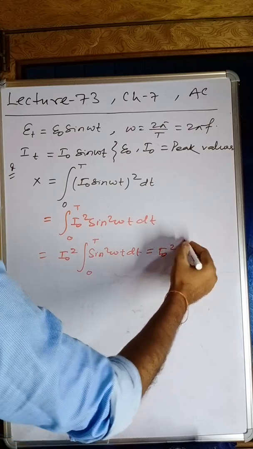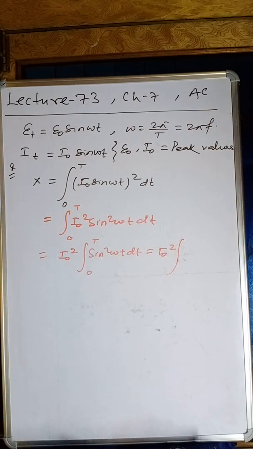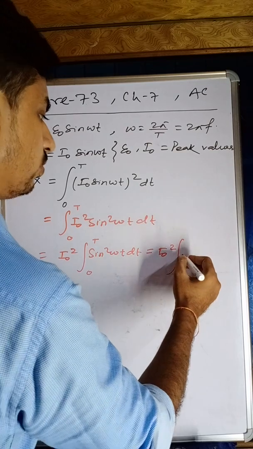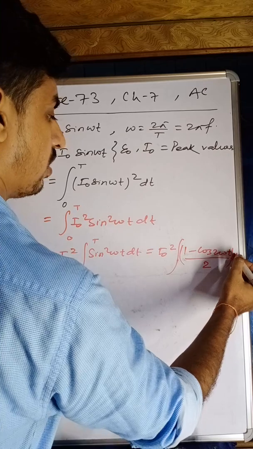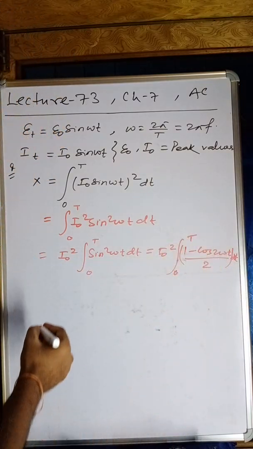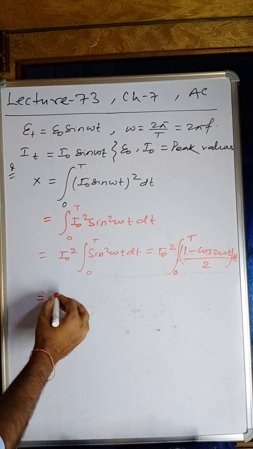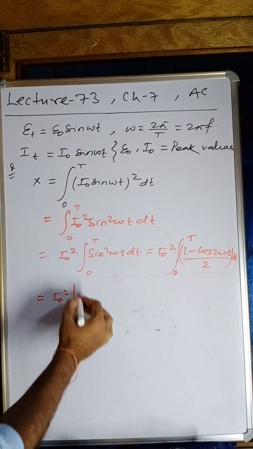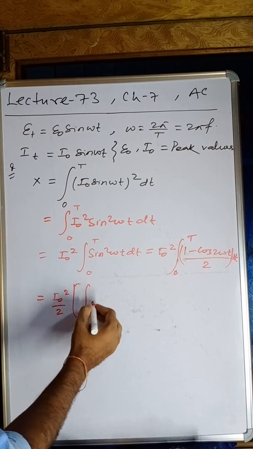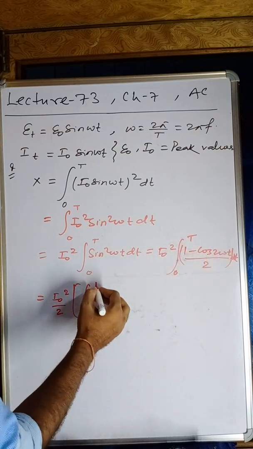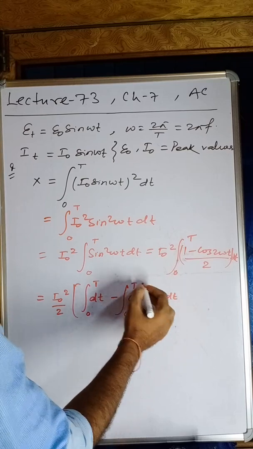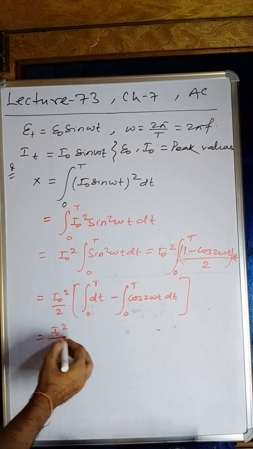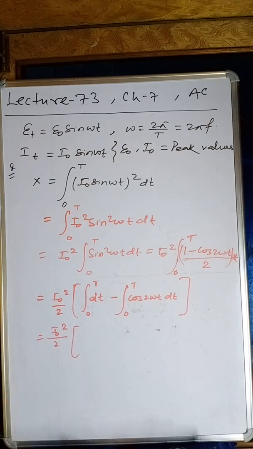We cannot integrate sine square directly, so we are going to convert it. We know that sine square theta is (1 minus cos 2 theta) divided by 2. So it is (1 minus cos 2 omega t) over 2, dt, for the full cycle 0 to T. I naught square is constant, taken out. The 2 will be out, so it is the integration of 1 dt for the full cycle minus the integration of cos 2 omega t dt for the full cycle, with I naught square by 2 outside. I hope you understand now how to solve this.